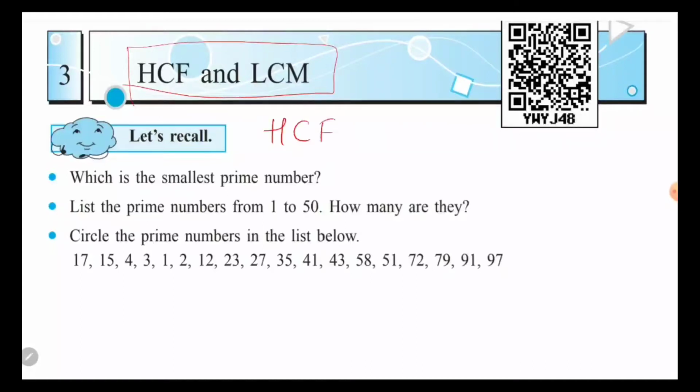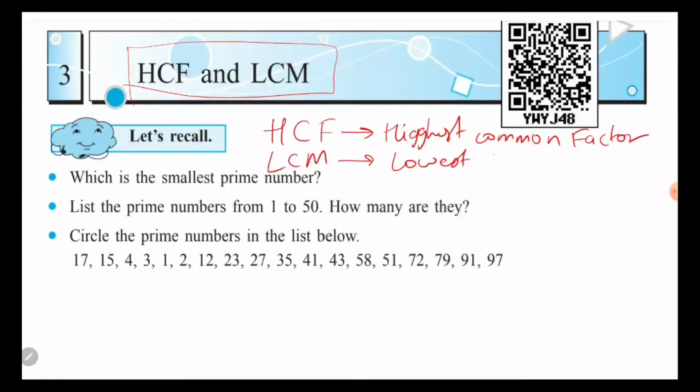Okay, now what do you mean by HCF? HCF means highest common factor. Okay, and what is LCM? LCM means lowest common multiple. Okay, here M stands for multiple.